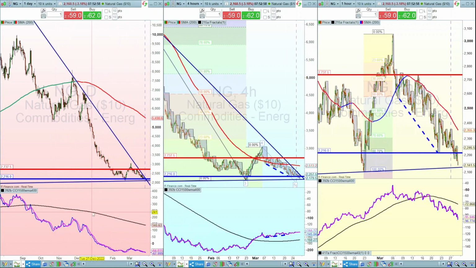Now the daily is in a pretty strong downtrend, as you can see also by the share price. The 4 hour is actually broken up in a bit of a divergence, and I'll cover that in a second, and the hourly is also in a downtrend. Now we'll go through each of these in more detail.